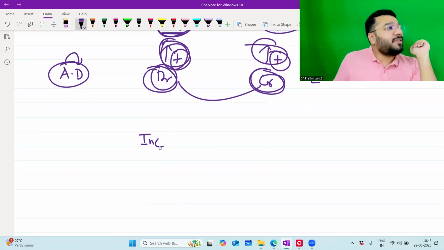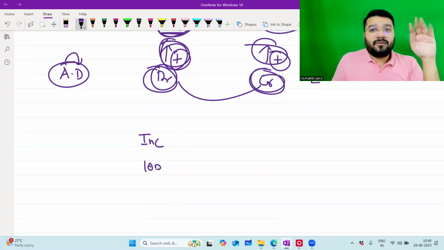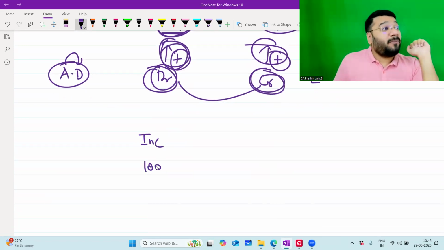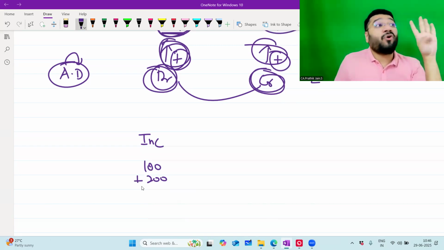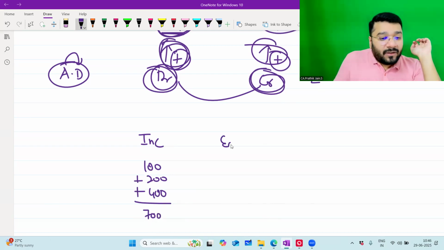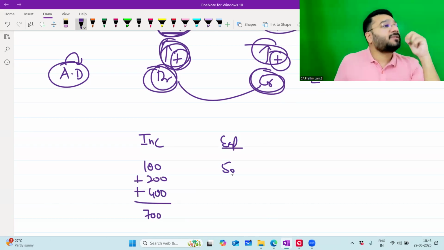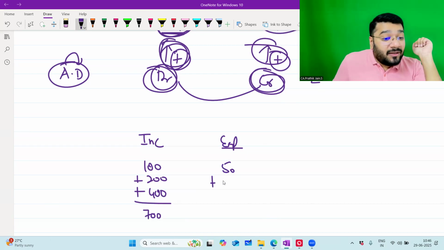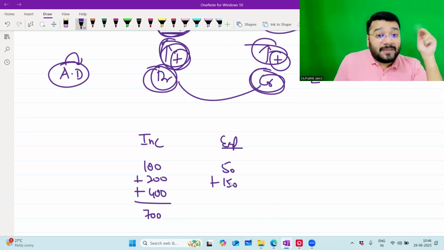Income. I earned 100 rupees income today. Correct? Tomorrow I earn 200 rupees income. Will I add or minus? Add. Day after tomorrow, my income is 400. Add or minus? Add. What is my total income? 700. Today I incurred 50 rupees expense. Tomorrow I incurred more. Add or minus? Minus. No, expenses together will add.